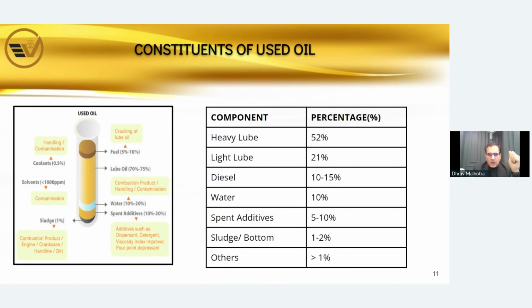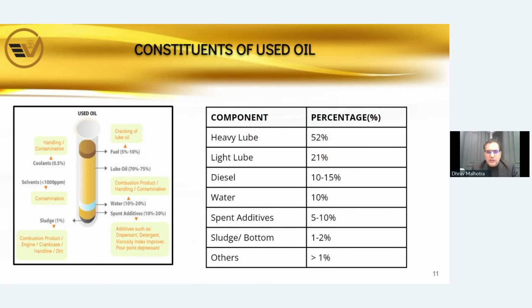If I talk about the oil part of it, 70 to 75% of typical waste oil that we collect is base oil or lube oil. 5 to 10% is fuel that is there in it, majorly diesel or kerosene. Some amount of water is available, about 10 to 20%. Then there are spent additives, which are also available in the range of 5 to 10%.